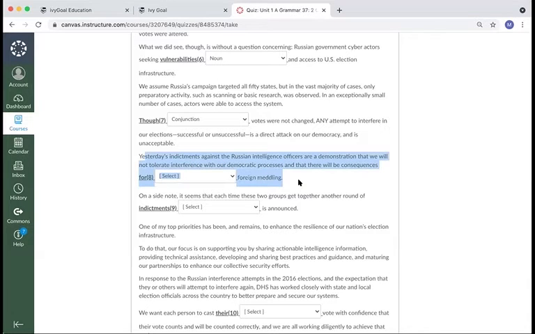Yesterday's indictments against the Russian intelligence officers are a demonstration that we will not tolerate interference with our democratic processes and that there will be consequences for foreign meddling.